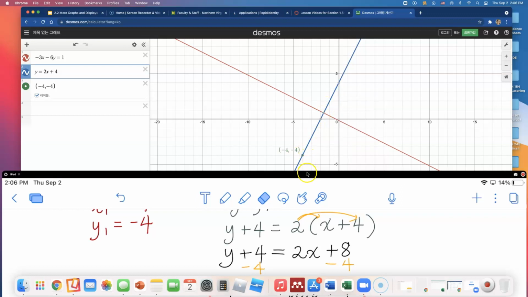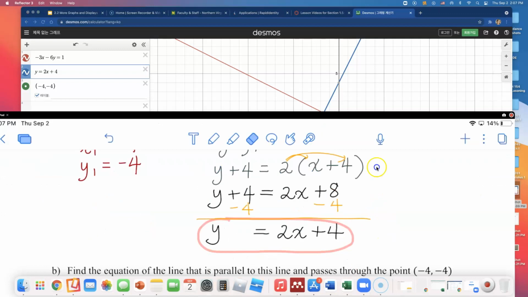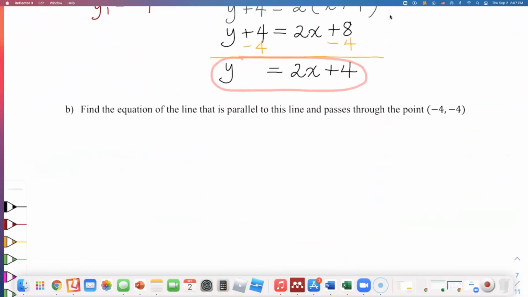So this is what I suggest you do when you are done getting your answer algebraically. Quickly get a graphing calculator and you should be able to check it graphically, okay? All right, this was good. All right, let me do one more here.